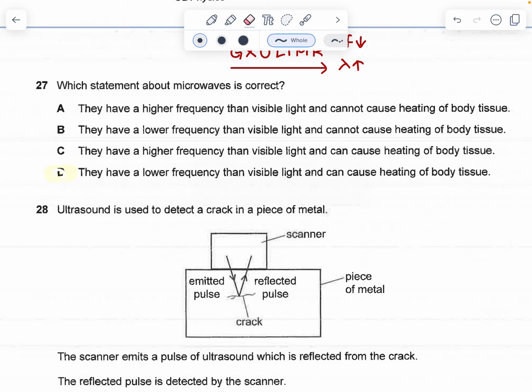I'm sorry, this one is wrong. It should be microwave has a lower frequency than visible light, and it can heat up the body tissue because our body consists of water, just like your microwave oven. So it does have the ability to heat up body tissue.